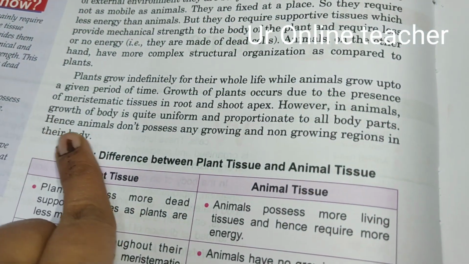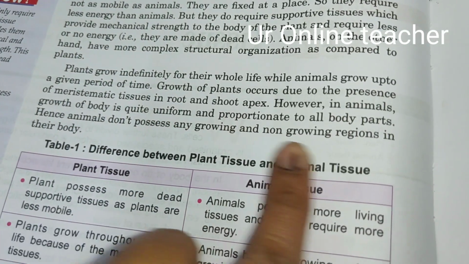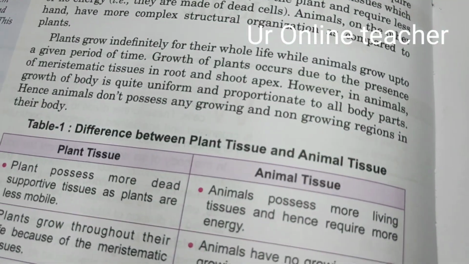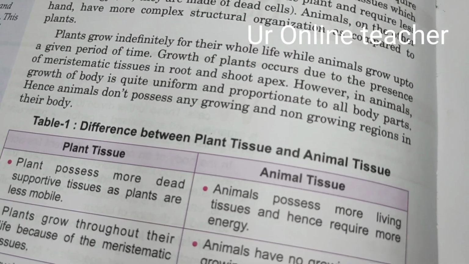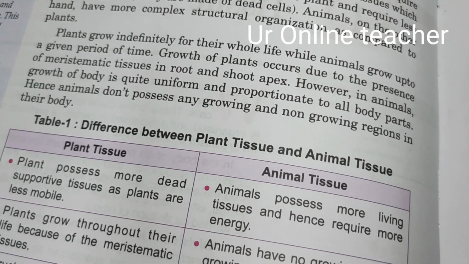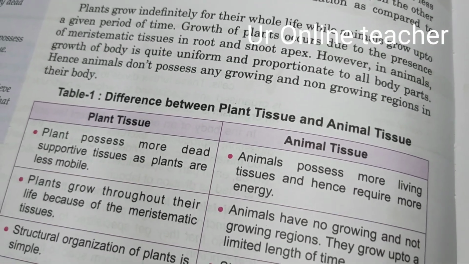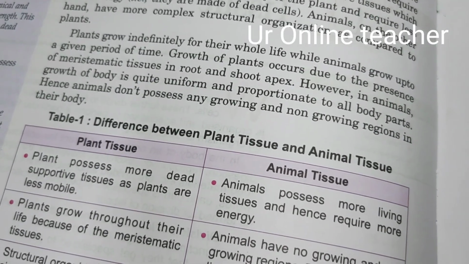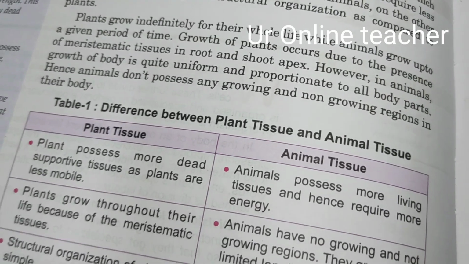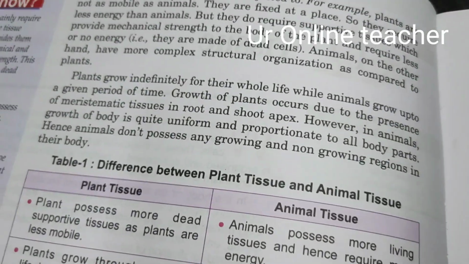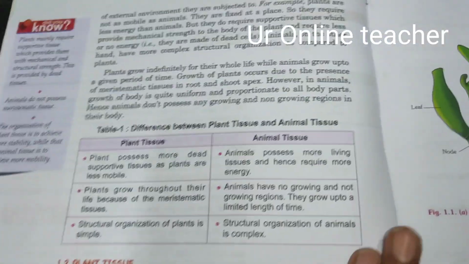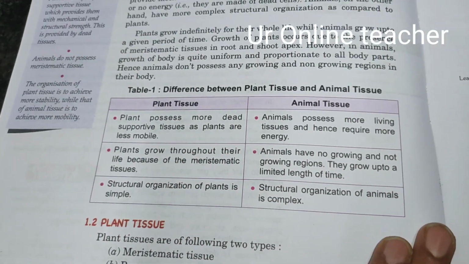However, in animals, growth of the body is quite uniform and proportionate to all the body parts. Only the tips will not grow; the growth will be uniform and proportionate to all the body parts. So animals will not have growing regions and non-growing regions. All the body will grow uniformly. So we will see the difference between a plant tissue and animal tissue.